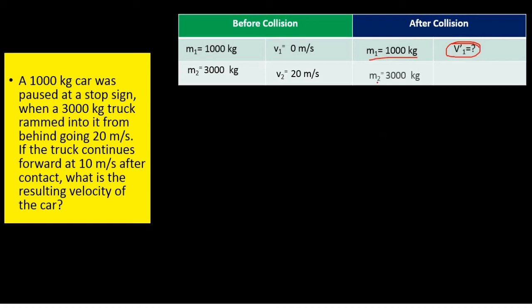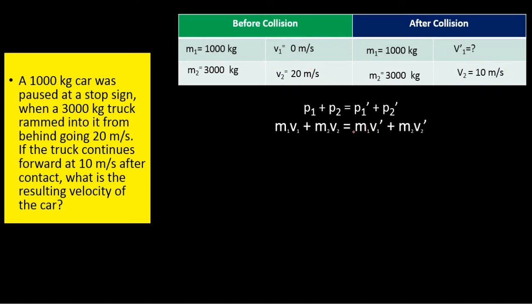And then we have here the truck, that's 3,000 kilogram. This is the same mass as before the collision. But from 20 meters per second before the collision, it now has 10 meters per second after the collision. So its velocity was changed. So the same, you get the formula.